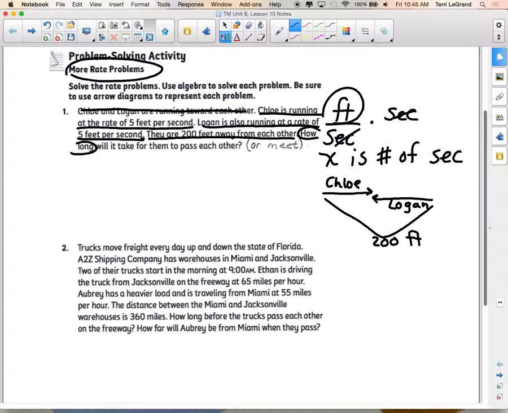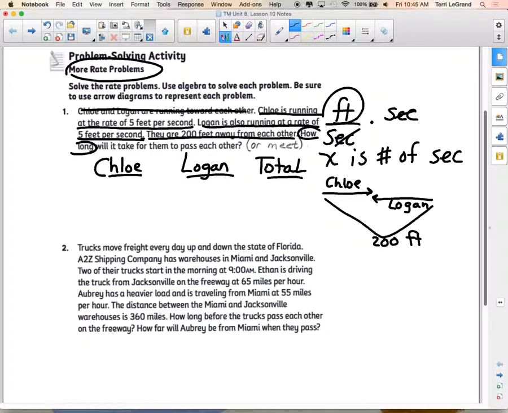Okay, so we're going to say this is gonna be our Chloe. And then we got Logan. And then we know that altogether there is a total. So to help us set up our equation, this is what we're gonna have. Anybody set up the equation yet? Anybody got it? Danny, what is it?